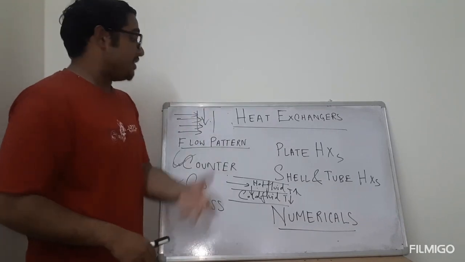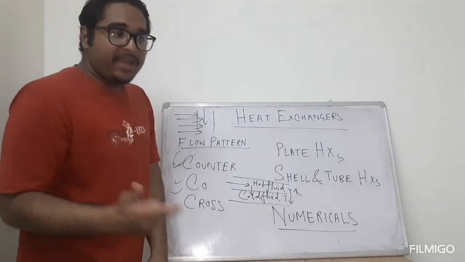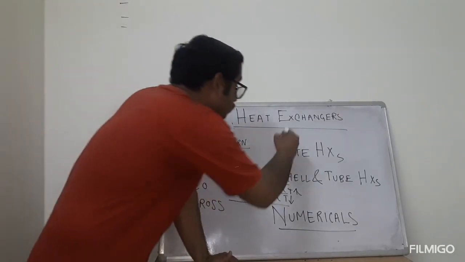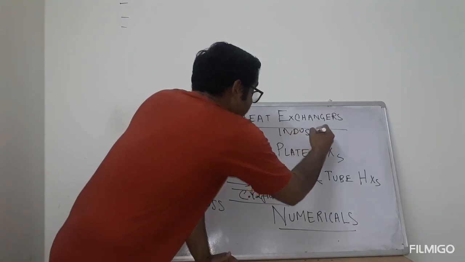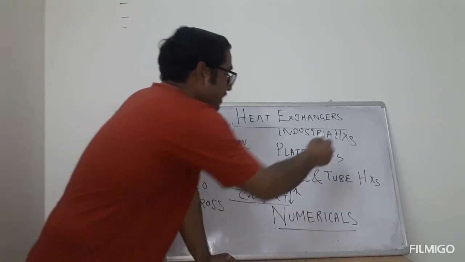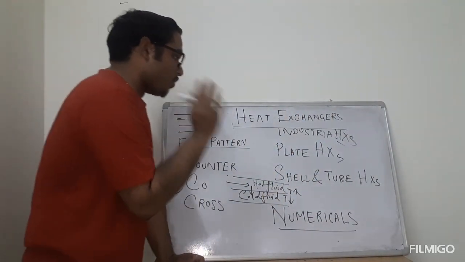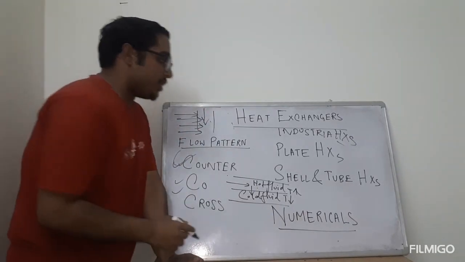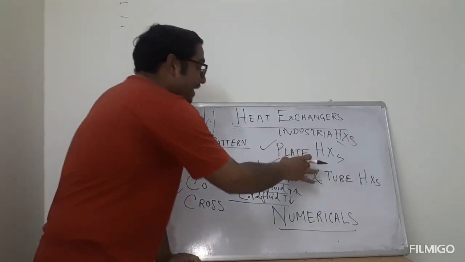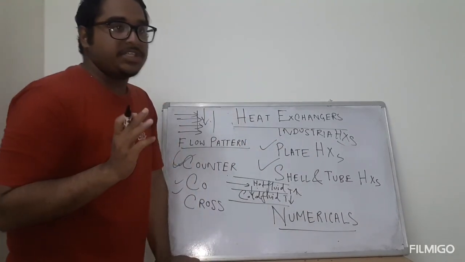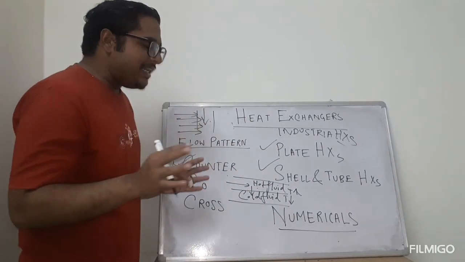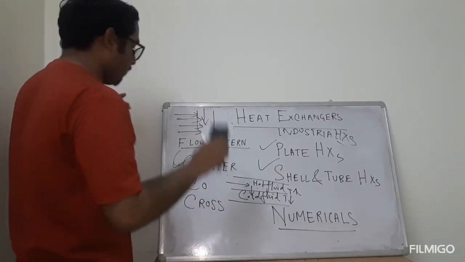So there are many types of heat exchangers, as I said: unfinned, finned, recuperative, regenerative. But if we talk about industrial heat exchangers, we are going to call heat exchangers HXs. HX is the engineering short form of heat exchanger. These are the two types of heat exchanger that are predominantly used in the industry: one is the plate heat exchanger, another is the shell and tube heat exchanger. We are going to talk about how they look, not into the intricate details, but the type of the heat exchanger.